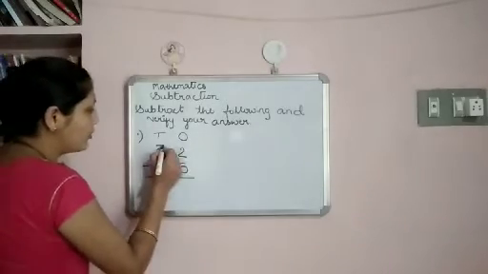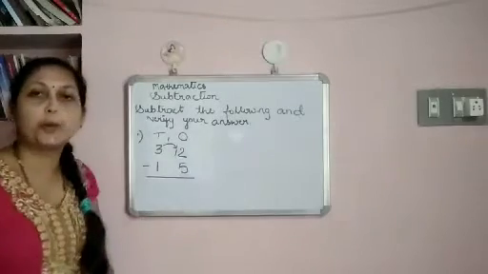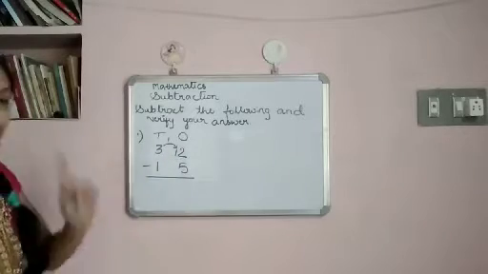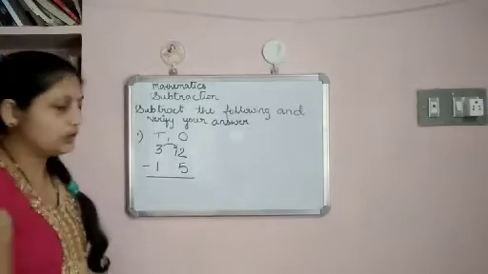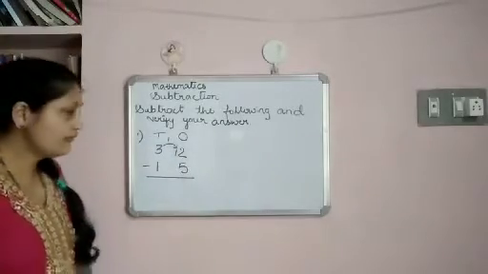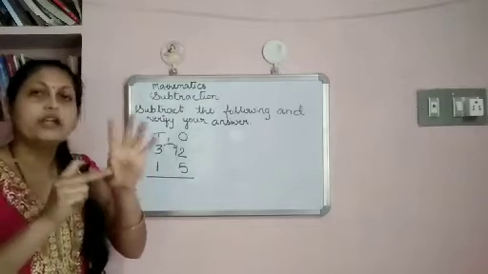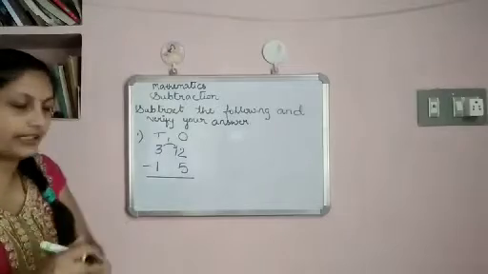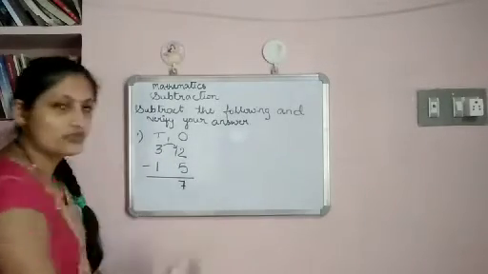So take borrow from the tens column. You are taking 1, so it is 12. Means you are taking 10. 10 plus 2 is 12. So 12 minus 5. 12 in your mind, 5 in your hand. 12 before, 11, 10, 9, 8, 7. So 12 minus 5 is what? 7. Write it in the ones column.